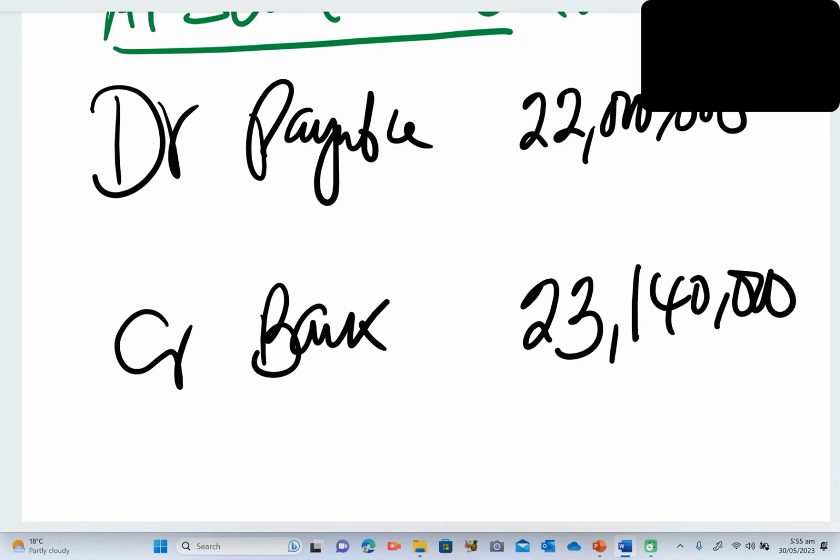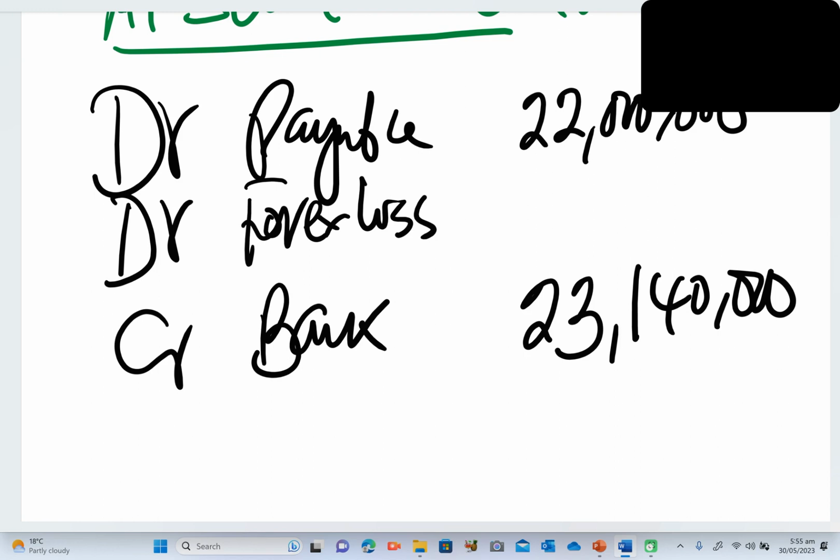Sasa hapa tunakuja, una debit expense. Hii expense inaitwa forex loss. Kwenye financial statement wanaita forex loss. Kwenye C3 wanaita forex risk. Ndio maana risk is a possibility that a company will lose. Kiasi gani?